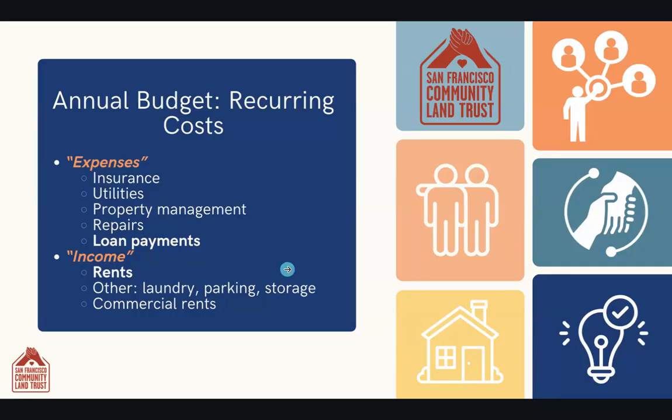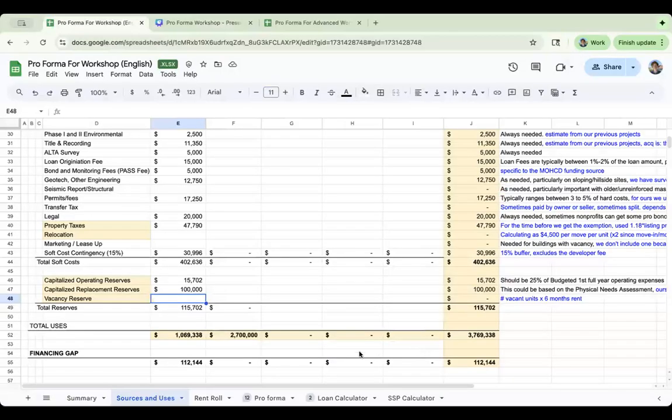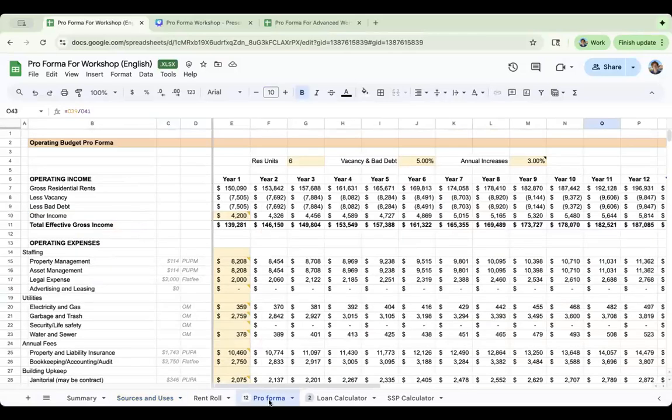Okay, so these are our recurring costs. Let's go look at what that looks like in the pro forma. So here I've called the tab pro forma. Other times I'll call it 20-year cash flow. That's kind of common.